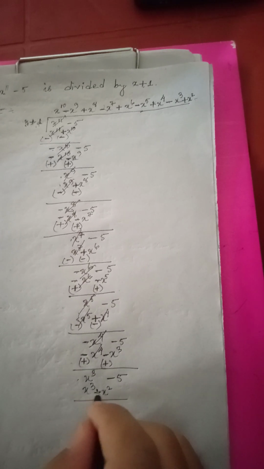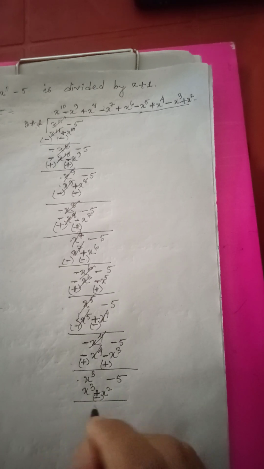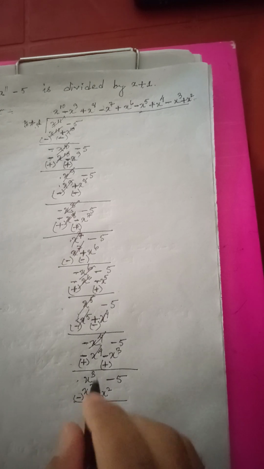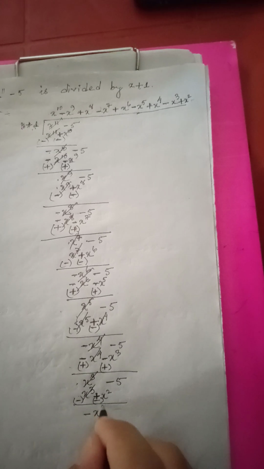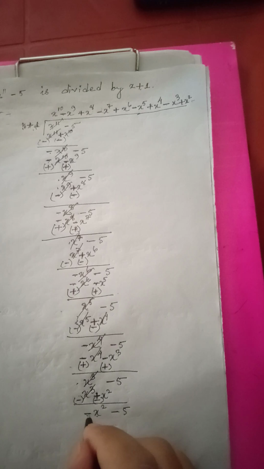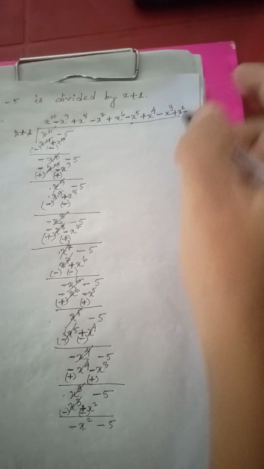Then let's change this one. What is the sign that we have? It is plus. Let us change it in minus. And what is the sign that we have here? It is plus. Let us change it in minus. And we can cut both of these. And x squared minus 5. What is the sign that we have just before this? It is minus. Let us write minus.